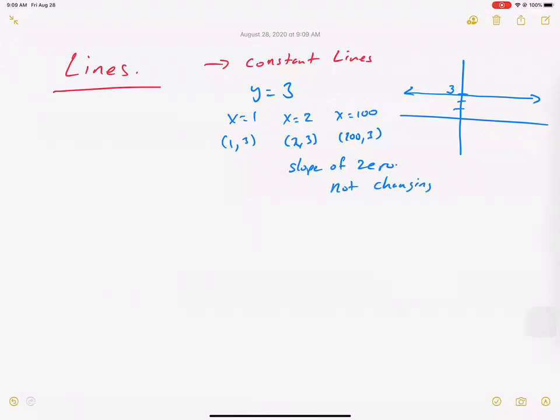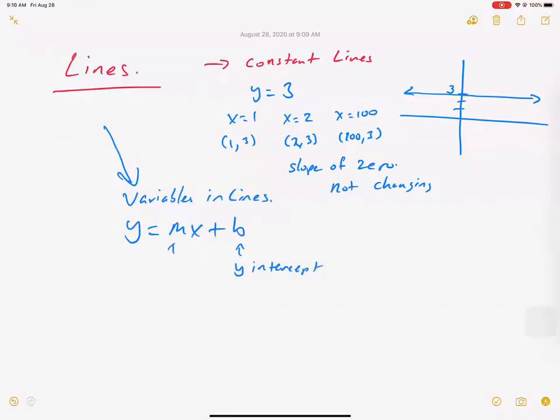Now, then we have the idea of things that change. So let's go ahead and move on with lines that change. And we're going to look at variables in lines. And that's going to mix it up. That's going to change our lives around. And our typical equation, like we learned in Algebra 1, is y is equal to mx plus b, where b we called the fancy word y-intercept, and m was our change, our slope. And slope could also be defined by rise over run.